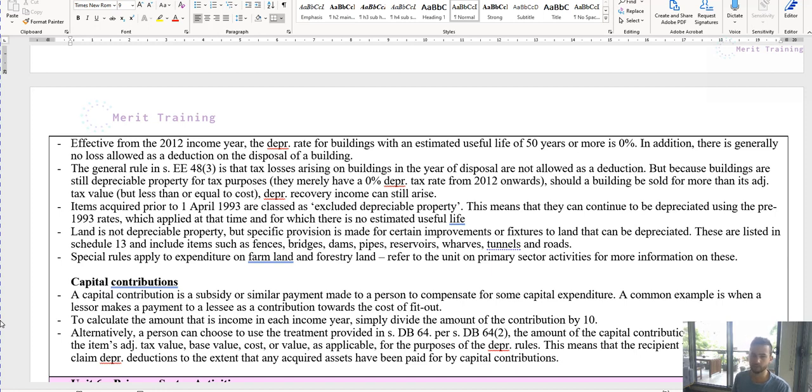There is another way: you can make an election to use the treatment provided in DB64. You don't do the divide by 10 thing and include your income. What you do is the amount of the capital contribution is excluded from the item's adjusted tax base for the purpose of depreciation rules. And this just means that you'd get $500K less of depreciation over the effective life. So if it's 10 years, you just wouldn't get the depreciation over those 10 years. So it's effectively the same thing, but instead of including income over the 10 years, you're just going to prevent yourself from getting a deduction that you might have otherwise gotten over 10 years instead. But either way, you're paying for that in your tax somehow.